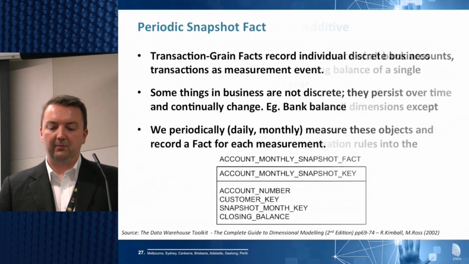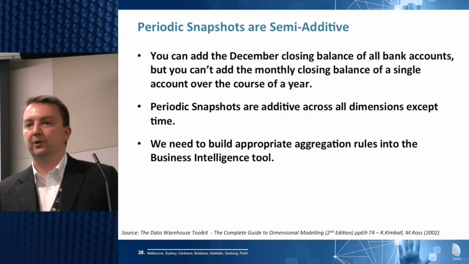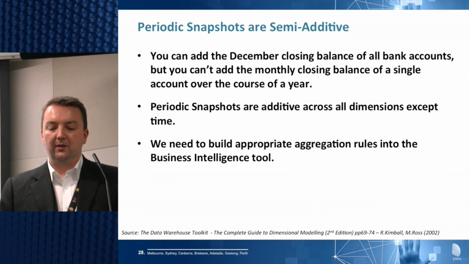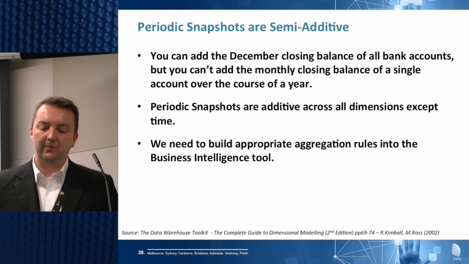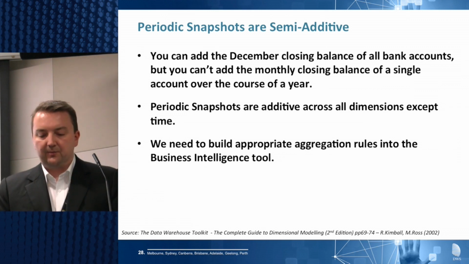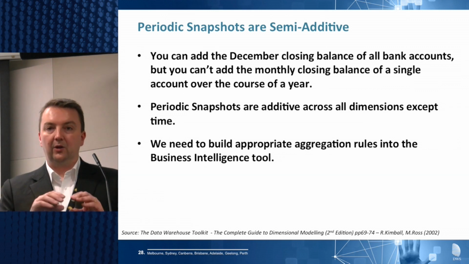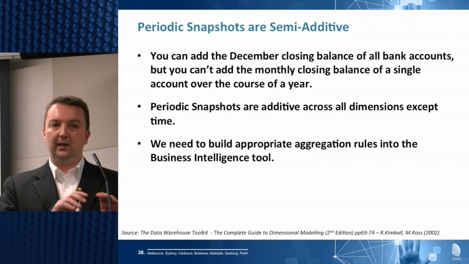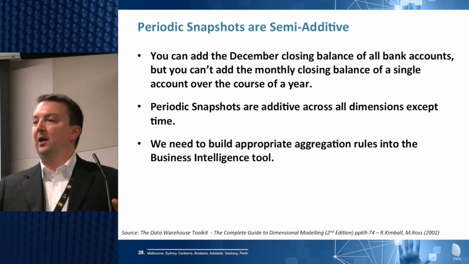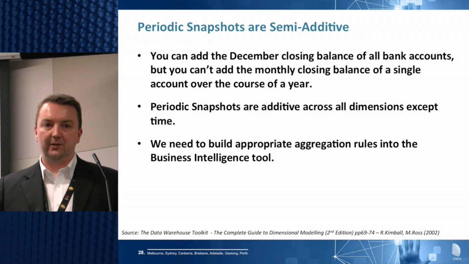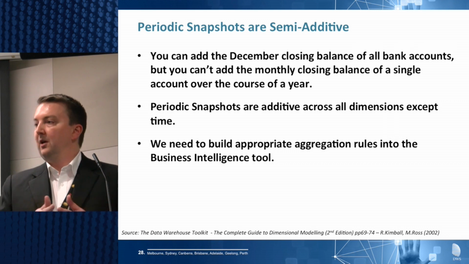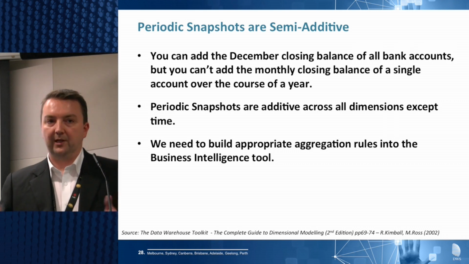The key thing about periodic snapshots that makes them different to transactional style facts is that the measures are semi-additive. So what I mean by semi-additive is we could take all of the accounts for the March snapshot, all of the customers whose accounts were snapshotted in March, and we could add up the account balance for all of those accounts. And that would make sense. That would be the total account balance of all of our customers.